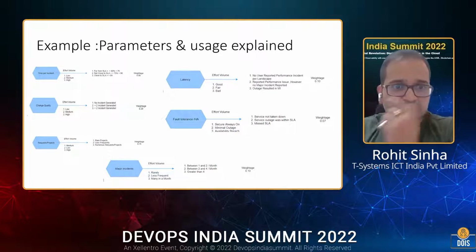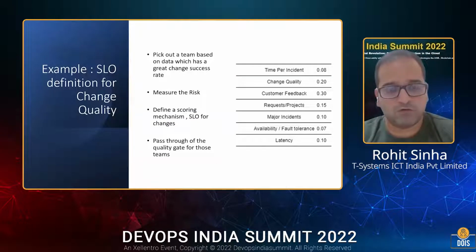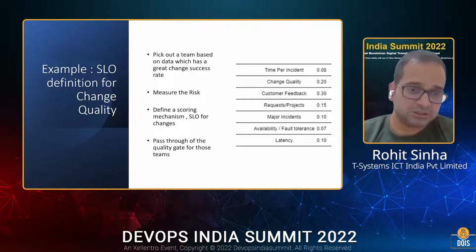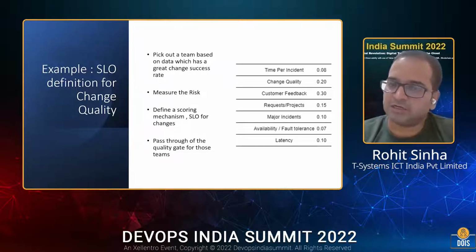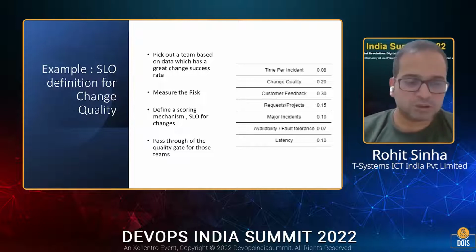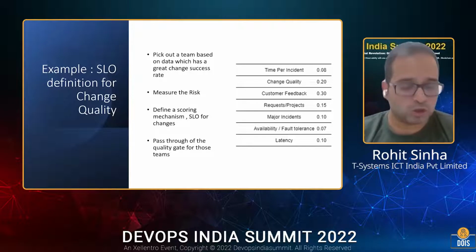This is about the details which we wanted to cover, and there's one particular item about change quality, on the left hand side, second, which I'm going to take as an example going forward, where I was talking about the failure budget concept. So what we do is pick out a team, based on the data, which has a great success rate on change or deployment. You measure the risk of that particular team by looking at the data. For example, after every major release, ideally there should be zero incidents from the system, but we give a weightage of up to one or two, and those also should be minor.